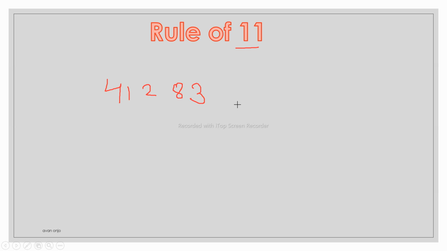ठीक है, अब आपको what you have to do in the rule of 11 is that you have to add the alternate digits and then see if the resultant numbers on subtracting give you the answer. Answer should be equal to 0 or it should be equal to 11. Okay, so what I have to do is I have to add on to the alternate digit.